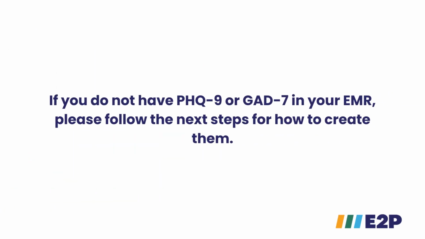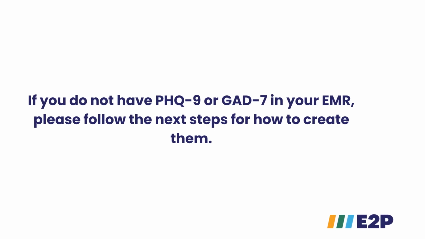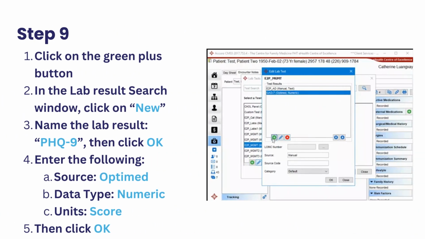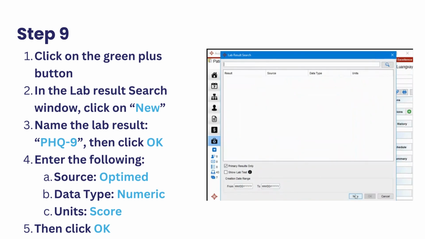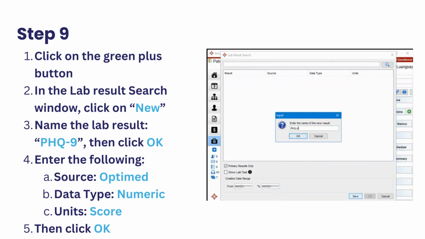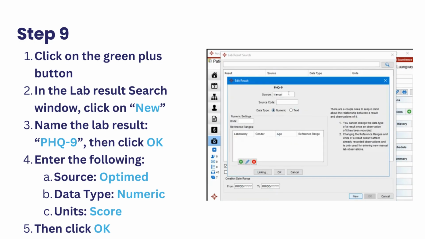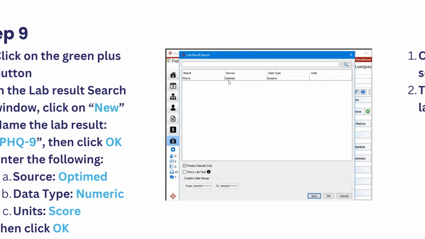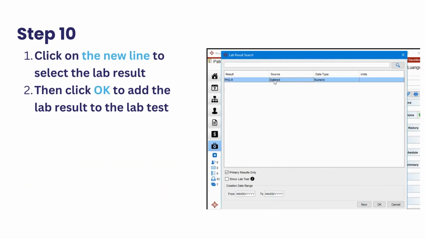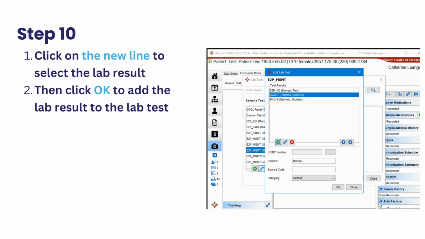If you do not have PHQ-9 or GAD7, or if the details did not match in your EMR, please follow the next steps for how to create them. From the Edit Lab Test window, click on the green plus button. From the Lab Result Search window, click on New. Name the new lab result PHQ-9, then click OK. In the Edit Result window, enter the following: OptiMed into source, score into units, and ensure numeric is clicked for data type. Then click OK. Select the new line, then click OK to add it to the lab test.